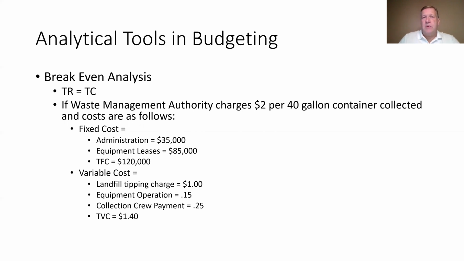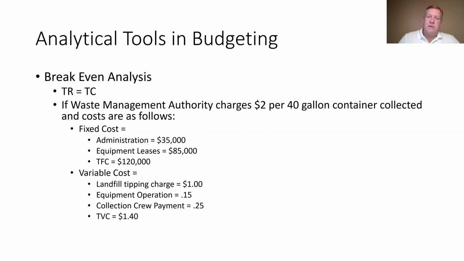So our total revenue would just be $2 times Q, which is our quantity. So once you know what your quantity is, you multiply it times 2, you know how much revenue you are generating. Our costs, as you know from your economics courses, will consist of fixed and variable costs.